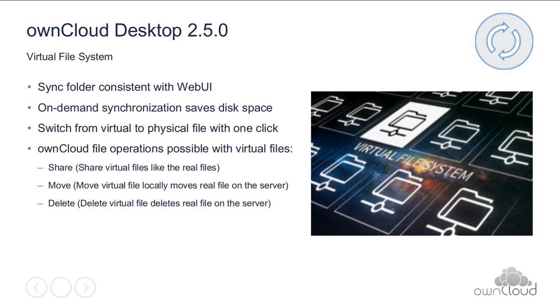With the virtual file system, the contents of all folders are displayed virtually with placeholders. The local sync folder is consistent, and you can now see the complete content of the server. If you need a file, it can be downloaded with one click. Just as quickly, it can be marked as virtual again, so the memory is released immediately and the placeholder symbolizes the file again. A double click on the file opens it with the associated program, just like you are used to.